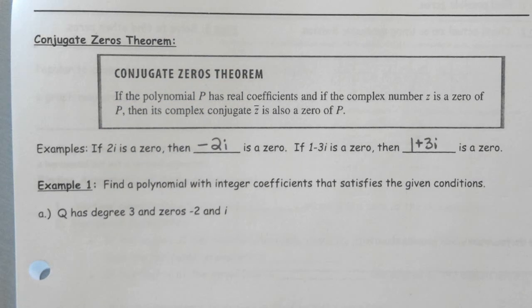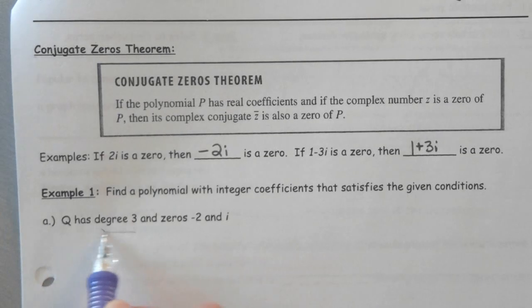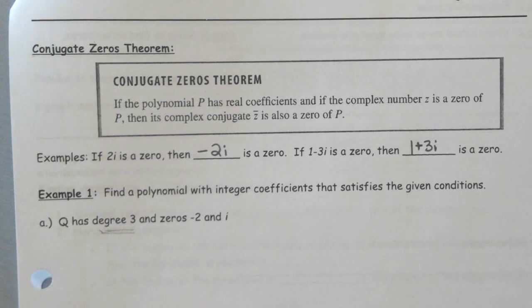So the first thing we're going to do is actually work backwards. Okay, we're going to get into solving in a second. First thing we're going to start with is working backwards. We have a function q, and it has degree 3. So that's the first thing I know. It tells me that I have solutions of negative 2 and i.